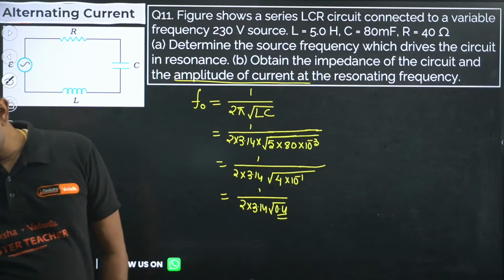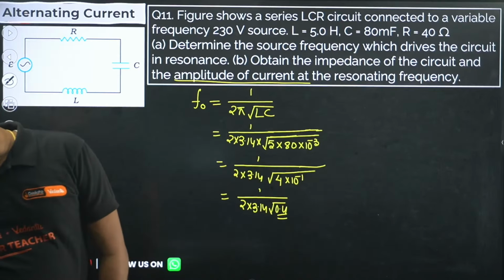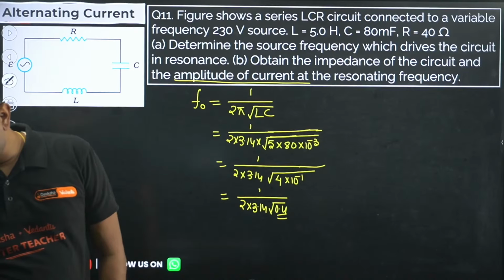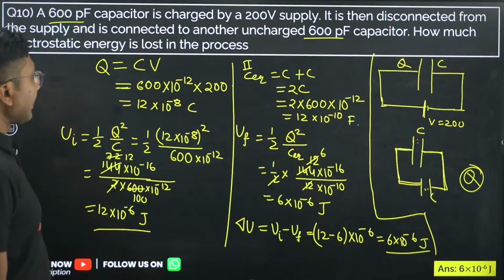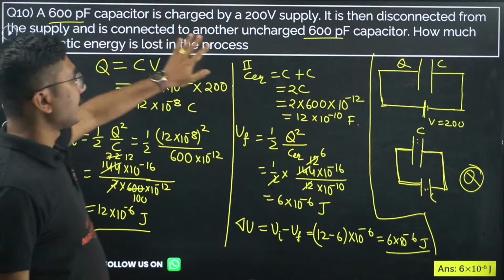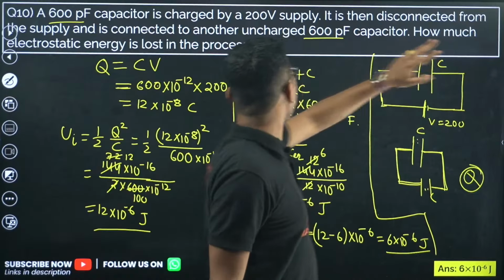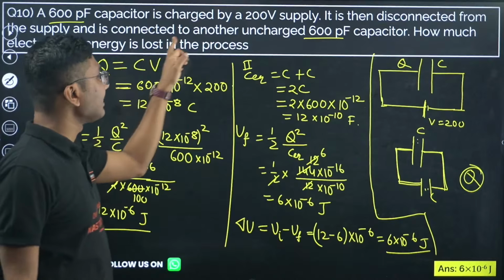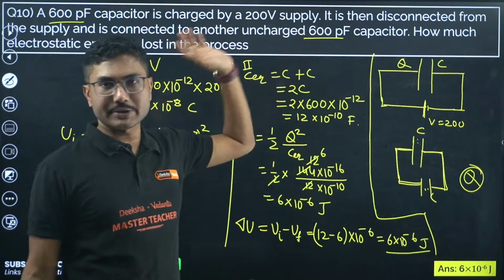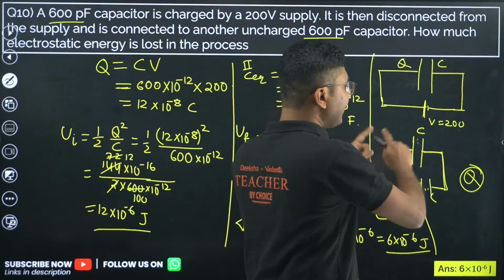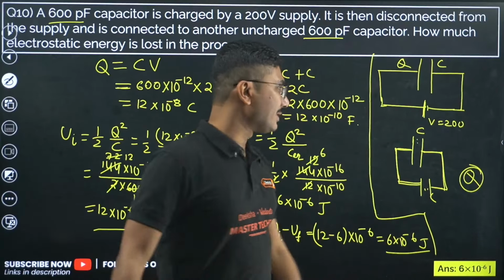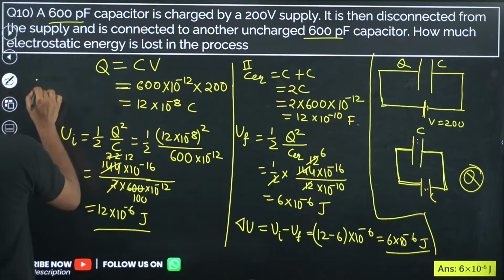Sir, in the last question, how do we know that it is connected in parallel? Okay, if you read the question, it is mentioned that it is disconnected from the supply and is connected to another uncharged capacitor. So once it is disconnected from the supply and connected to another uncharged capacitor, obviously it will not be connected like this.